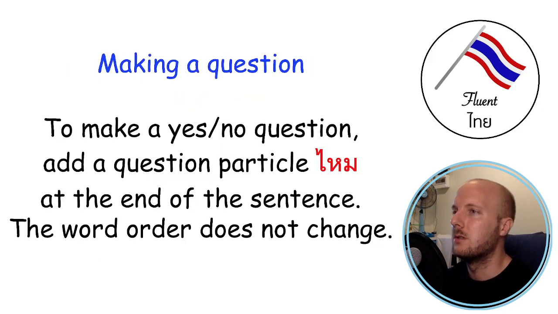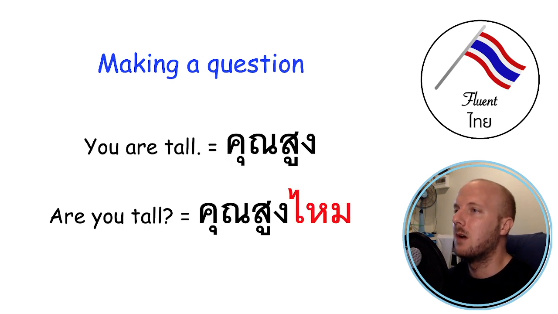Making a question. So to make a yes or no question, we just add a particle, a question particle. There are quite a few different ones, but the main one is ไหม at the end of the sentence. The word order does not change. So, for example, you are tall. We just say you tall, คุณสูง. Are you tall?